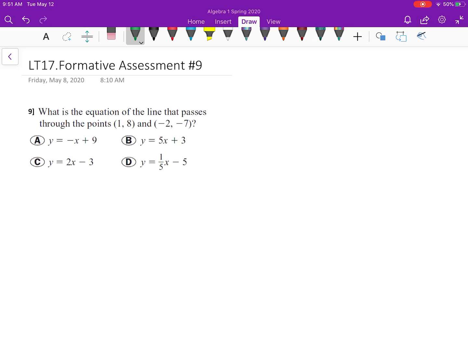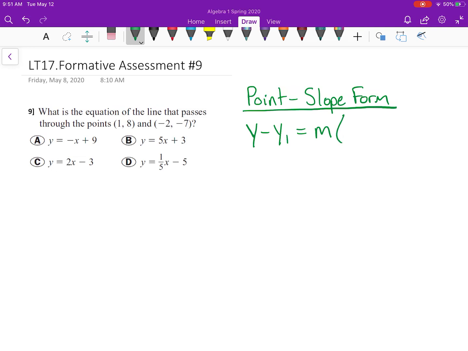Number 9. What is the equation of the line that passes through the points (1, 8) and (-2, -7)? So when I'm given 2 points for a line, the best form to start with is point slope form, which looks like y minus y1 equals m times x minus x1. And we're going to remember I just need to substitute in values for y1 and x1 and m, a slope.